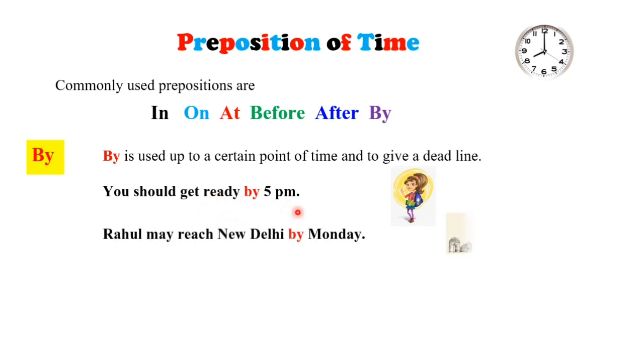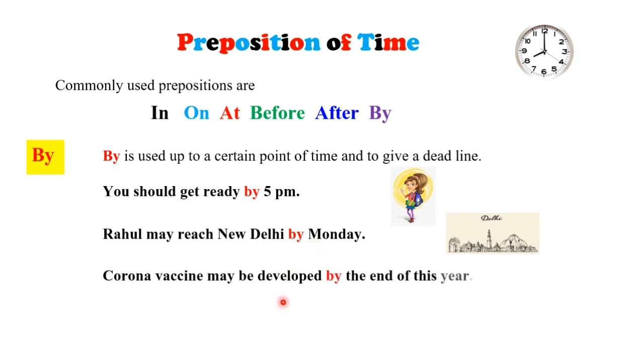Rahul may reach New Delhi by Monday. By Monday means Rahul may reach at any time before Monday. Maybe Sunday or maybe Saturday. Corona vaccine may be developed by the end of the year. End of the year means coming year, we can say 2020.